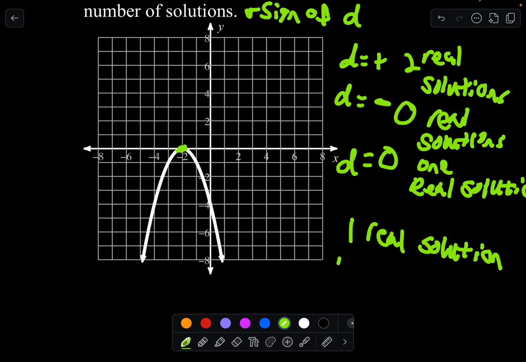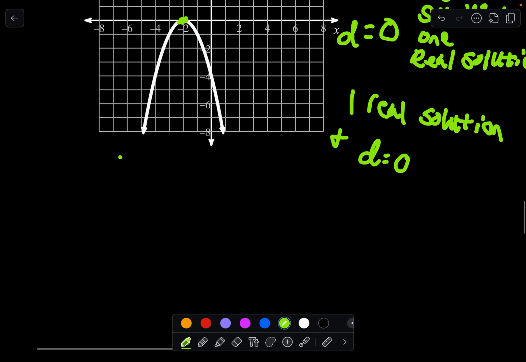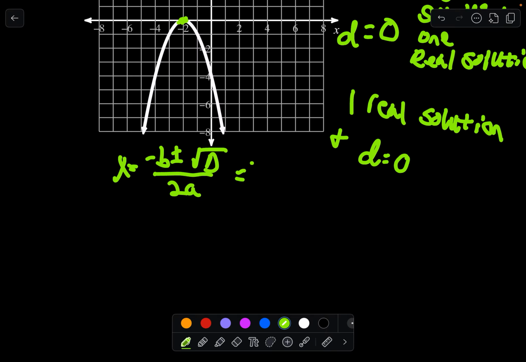And the sign of the discriminant D is going to be equal to 0 because it's just one solution. And remember, the quadratic formula can be written as x equals the opposite of b plus or minus the square root of d, where d is the discriminant, all over 2a, which is the same thing as saying the opposite of b plus or minus the square root of b squared minus 4ac all over 2a. Okay. So d is just the b squared minus 4ac.